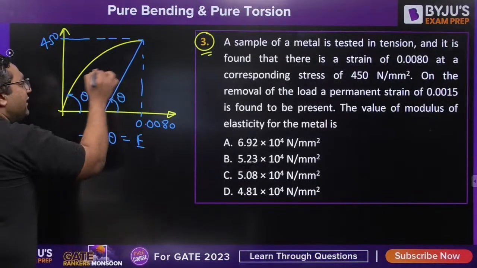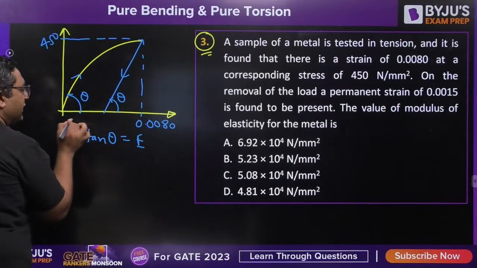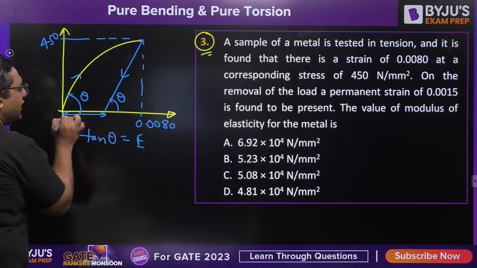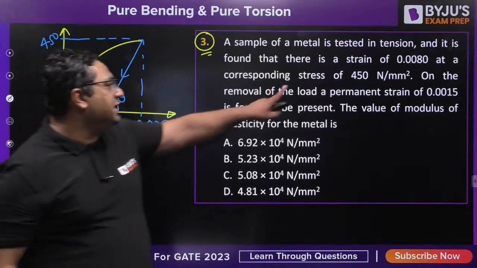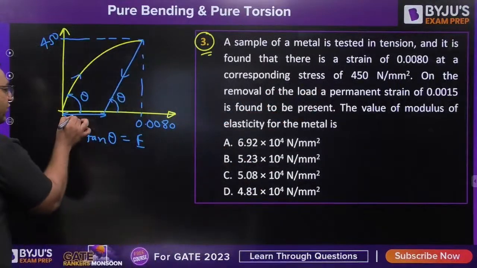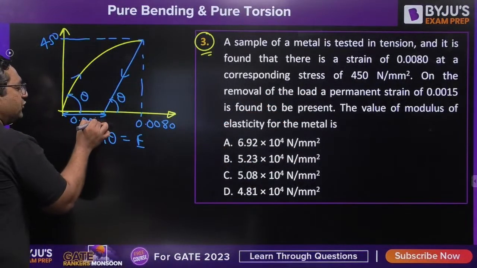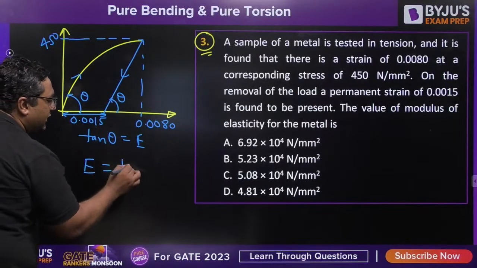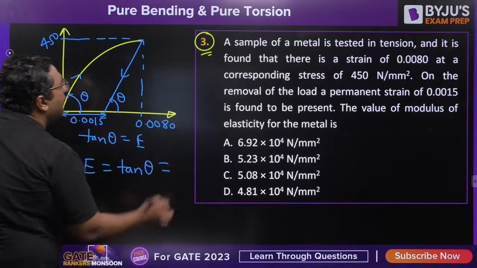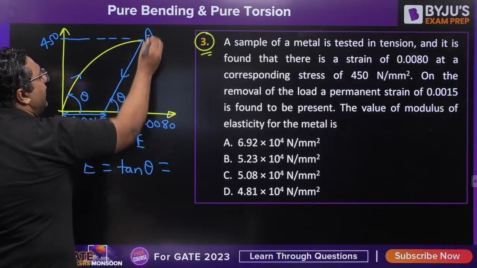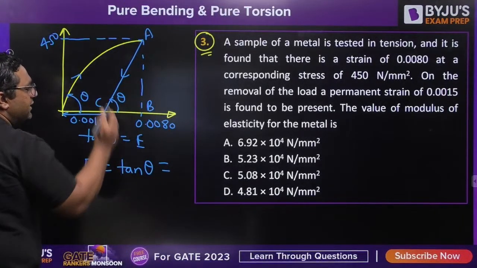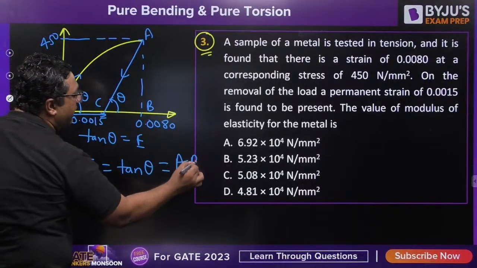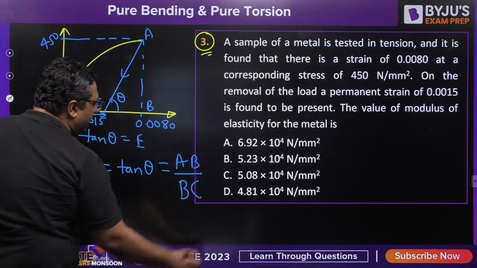And he is saying that when this is loading, this is the unloading curve, this is the permanent strain which is left with the material, and it is given to us as 0.0015. You need to find out Young's modulus. Young's modulus is nothing but tangent theta. And it is nothing but, if this is A, this is B, and this is C, it is AB by BC. Now you need to give the answer.